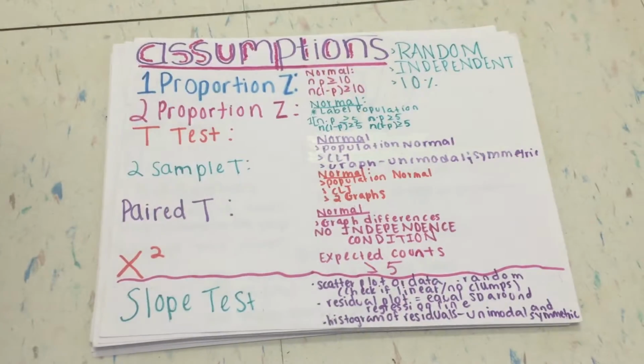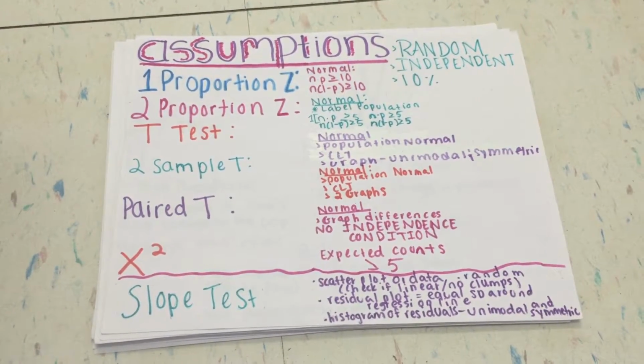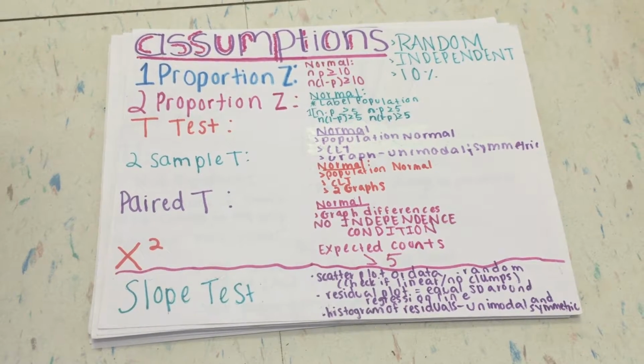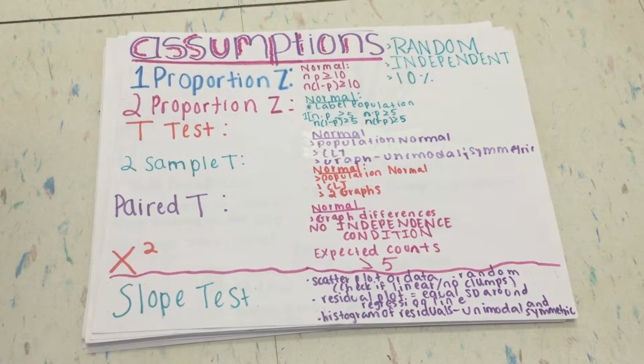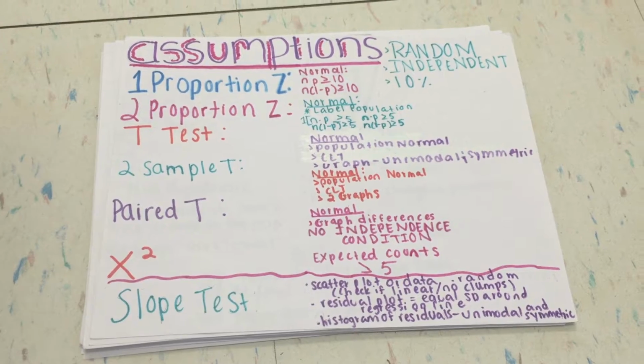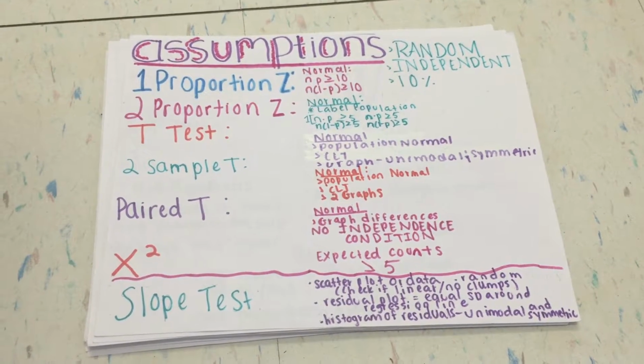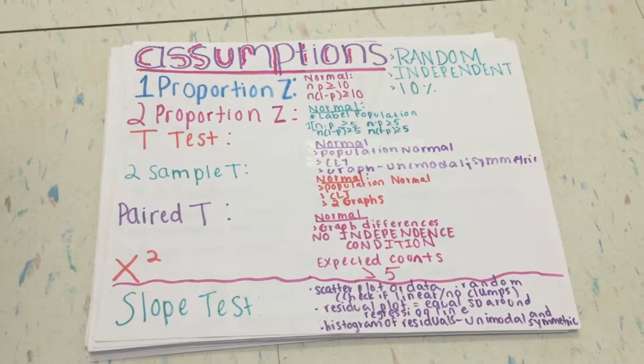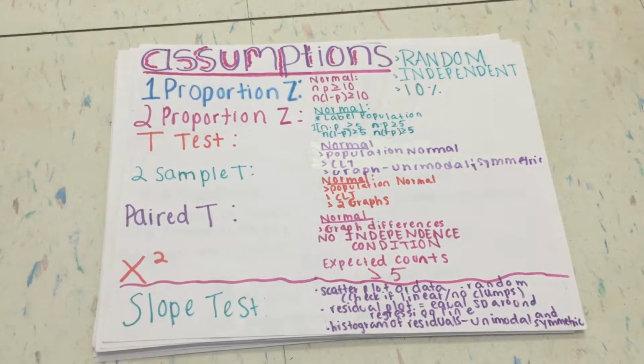Step 2 is to state assumptions. Almost all the tests involve three conditions. The samples need to be chosen randomly, responses need to be independent, and the sample needs to be less than 10% of the population. The differences between the tests is the last condition, which are listed below.